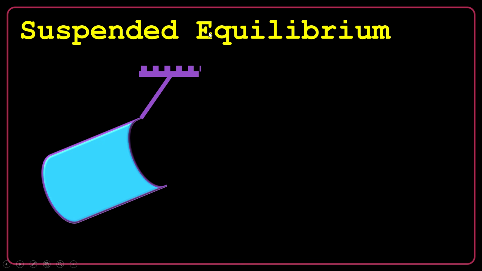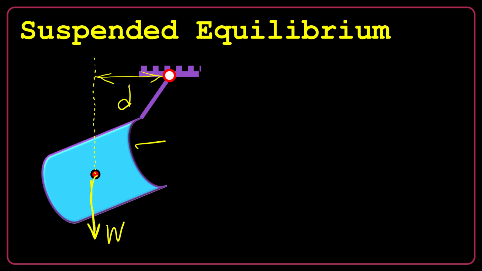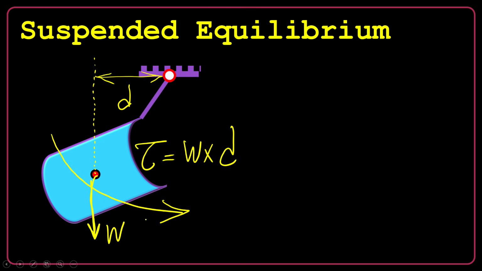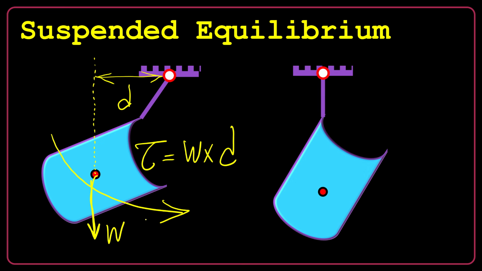Suspended equilibrium. Here I have an object hung from this point. I have two critical points, center of gravity, center of mass, and hanging point. Here I can draw the W, downward W, and then I extend the W, and this is the line of action of that force. There is a distance between this dashed line and the hanging point. So we have torque, which is W times d. This torque will rotate the object and takes it to the suspended equilibrium.